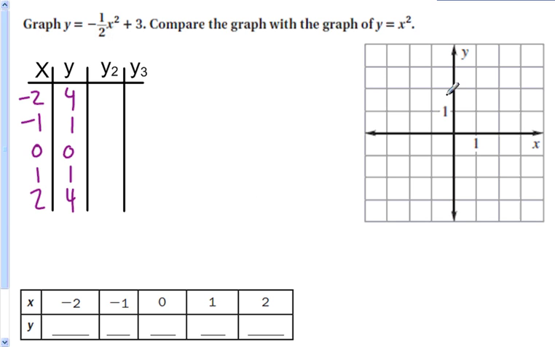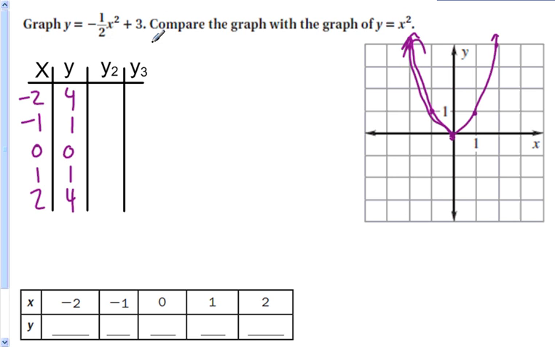I'm going to go ahead and graph that equation. Y equals x squared: 0, 0; 1, 1; -1, 1; and 2, 4, and -2, 4. So here's our parent function. And so we want to graph y equals negative 1/2 x squared plus 3.